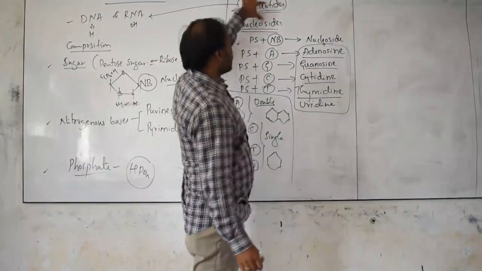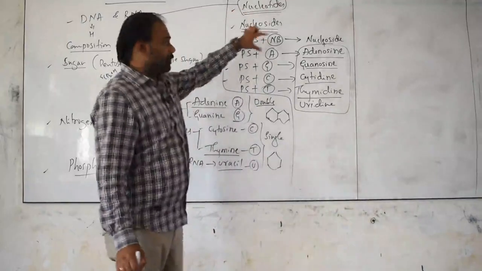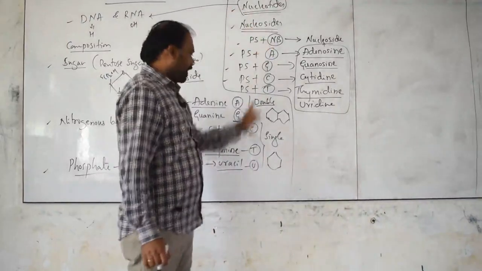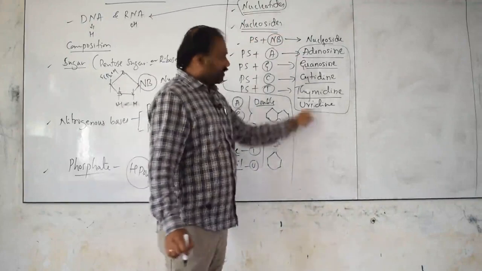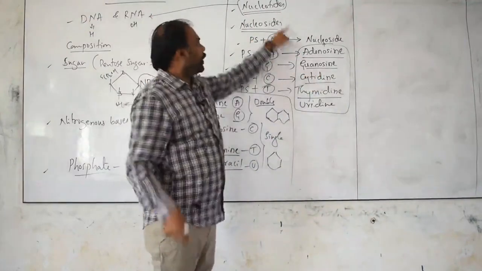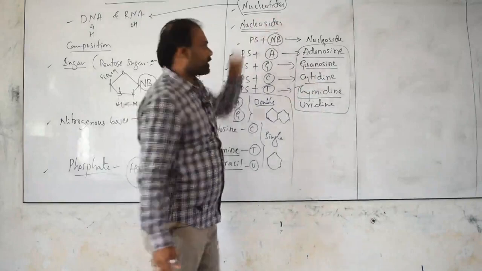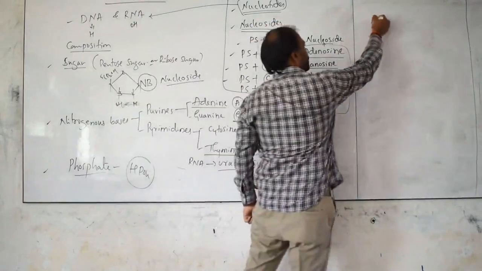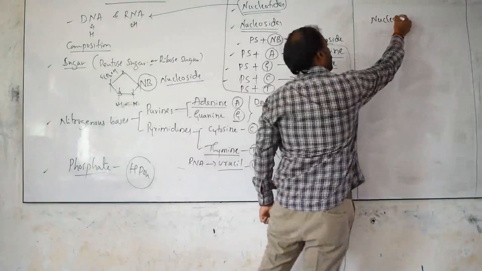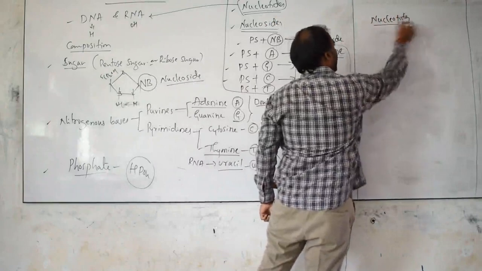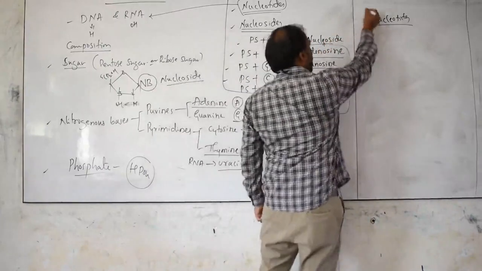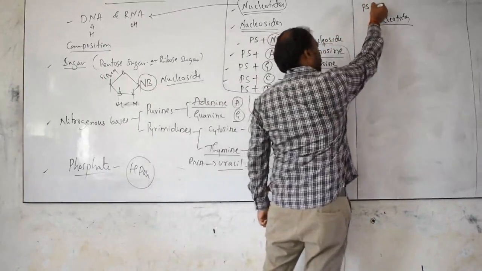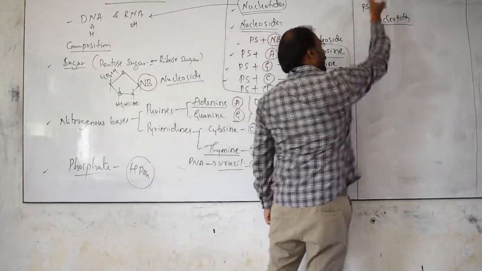Here first we need to understand nucleoside. The simple formula is pentose sugar plus any one of the nitrogenous base. When we take nucleosides, we can form nucleotides. Now we start writing nucleotides. Again there are 5.